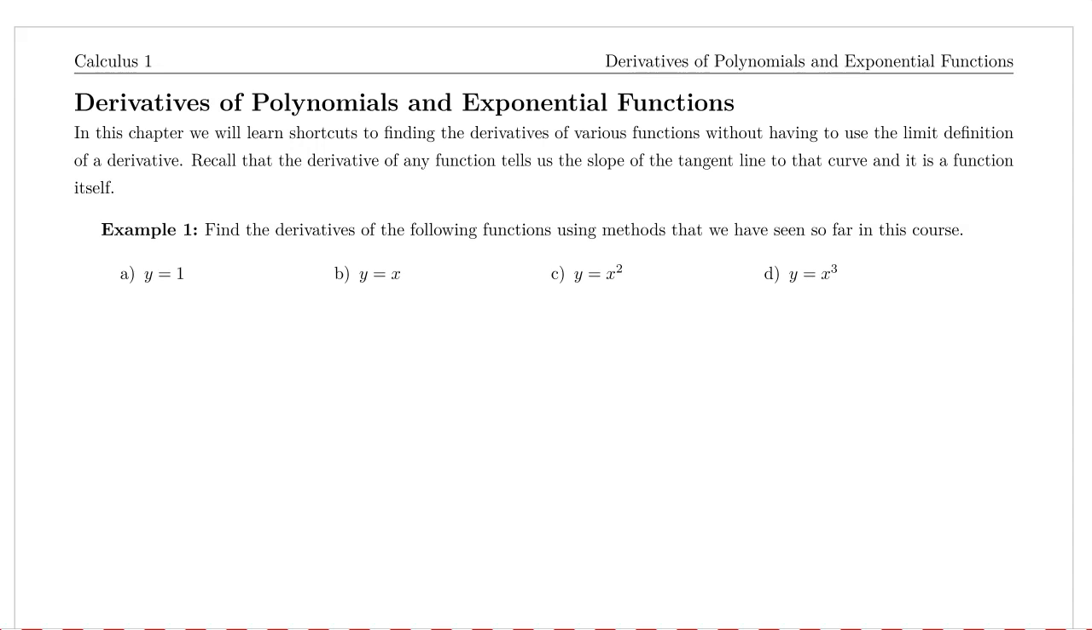In this chapter, we will learn shortcuts to finding the derivatives of various functions without having to use the limit definition of a derivative. Recall that the derivative of any function tells us the slope of the tangent line to that curve, and it is a function itself.